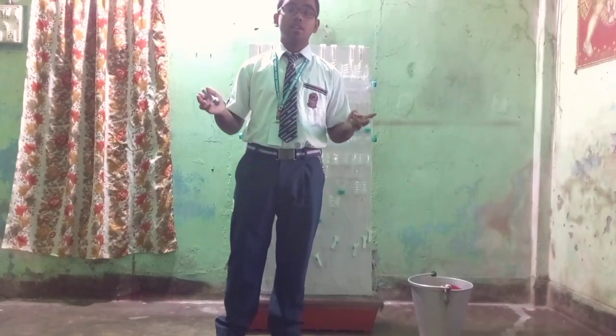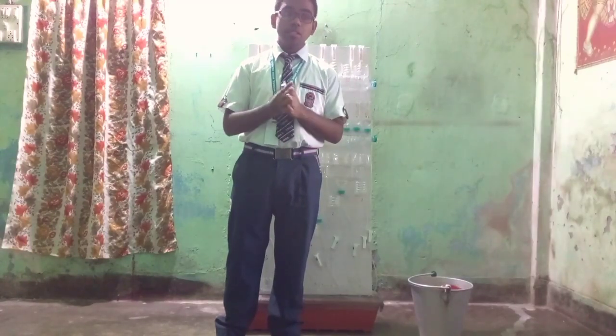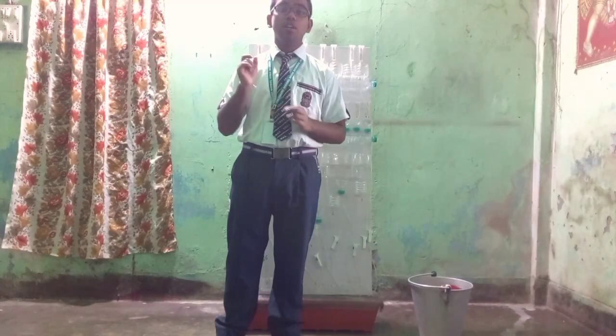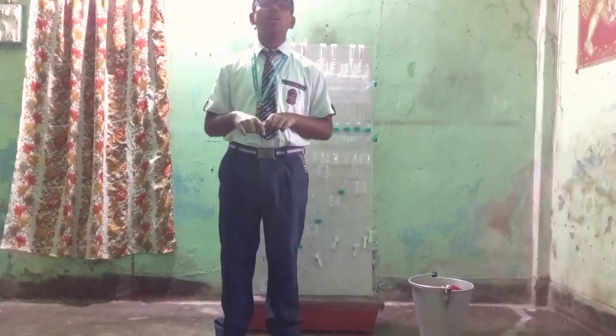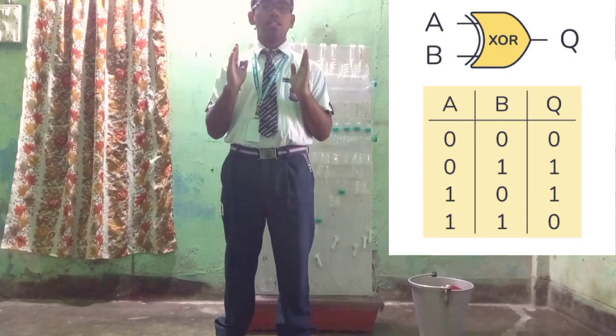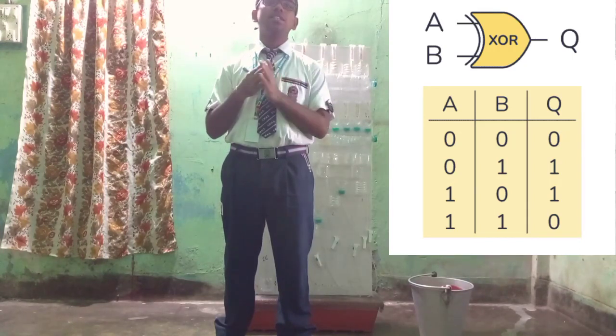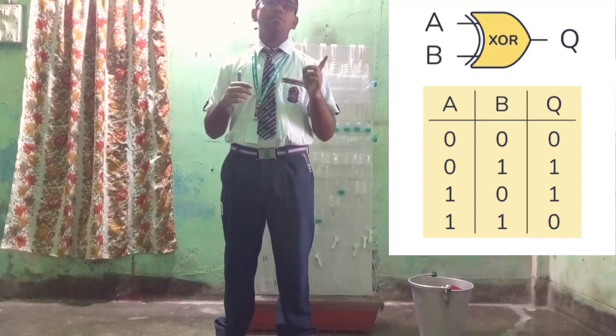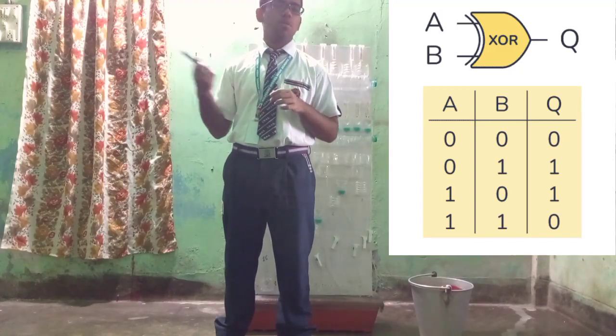So we have two gates here, AND and OR, but by mixing both, we have included one more gate, which is an XOR gate. When both binary inputs are correct, it gives a nil answer, and when only one is correct, it gives a one answer.